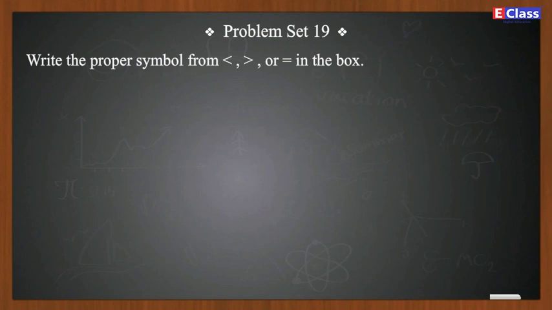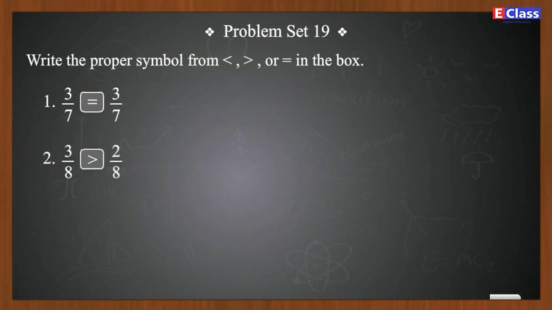Problem set 19. Write the proper symbol from lesser than, greater than or equal to in the box. 1. 3 upon 7 is equal to 3 upon 7. 2. 3 upon 8 is greater than 2 upon 8. 3. 2 upon 11 is lesser than 10 upon 11. I have solved here 3 problems as an example. Now, you have to solve the remaining problems.